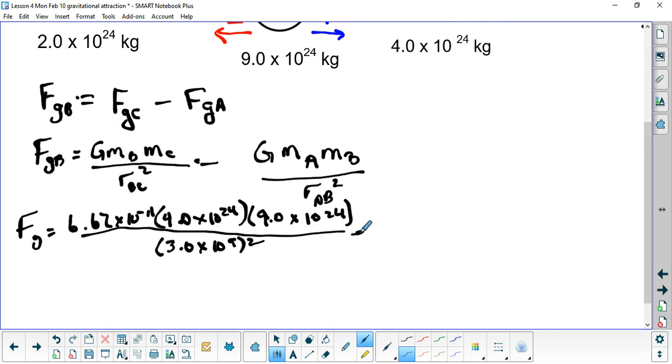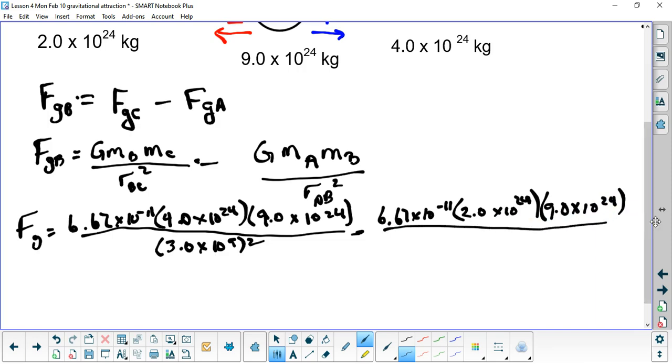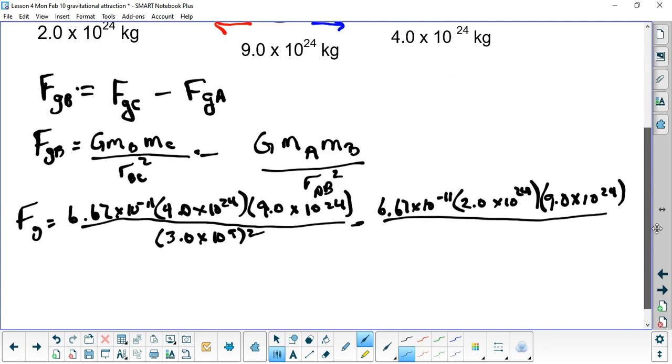So I hope I can fit this. We'll write small: 6.67 times 10 to the negative 11, and then 2.0 times 10 to the 24. That's a 4. And then 9.0 times 10 to the 24, all divided by the distance between them, which I believe was 5.0 times 10 to the 9, yeah, all squared. So this is going to be good fun to put in your calculator.